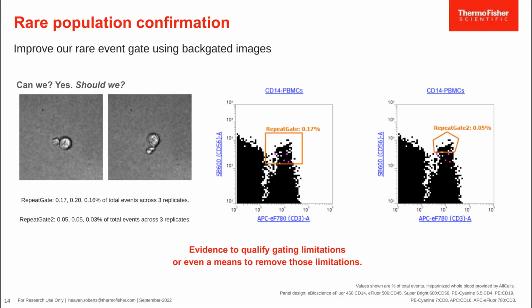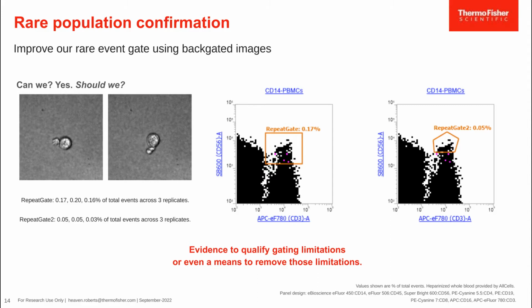Here I've just redrawn that gate and I've called it repeat gate. This is the same gate as the previous slide, and then I've redrawn it after removing every single problematic event. The problematic events here are just backgated in pink. And you can see that I've dramatically dropped down my percent of gated events, but now repeat gate 2 is a pure gate. This only contains NK-like T cells to the very best of my ability.